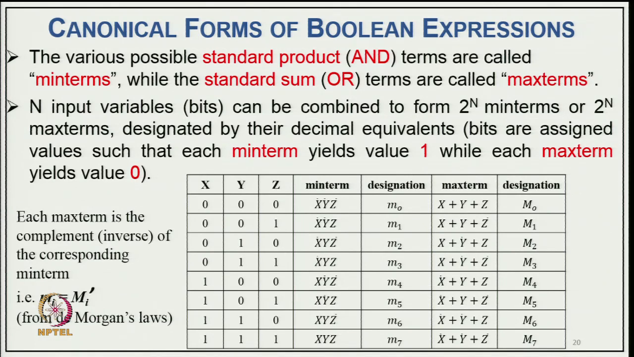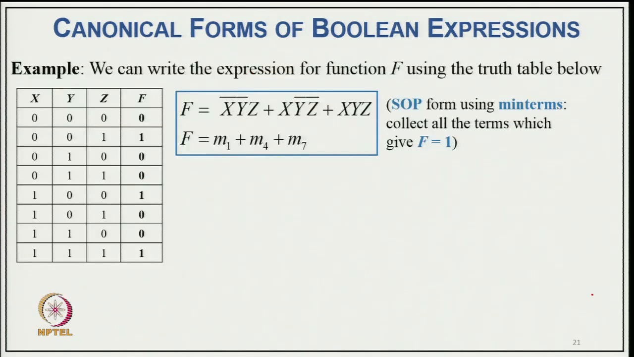Similarly, all max terms are represented by plus. So, typically you can call it x plus y plus z, they are just the inverse of it, so that is M0, and the last one is all 1s. So, it is called x bar plus y bar plus z bar, that is M7. So, these are represented by the capital M, the max terms, which yield 0.